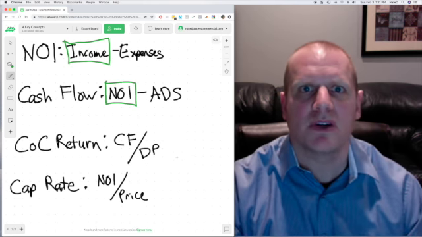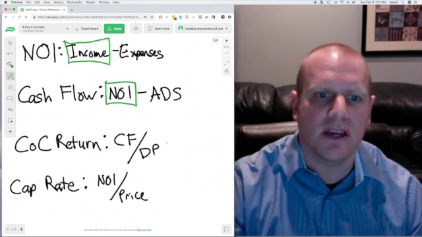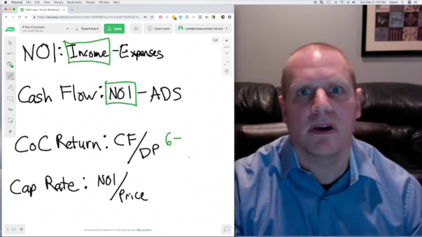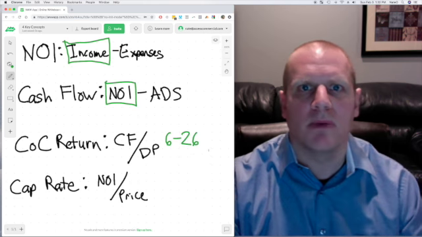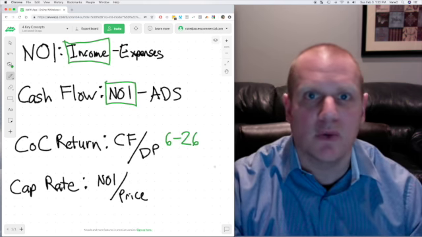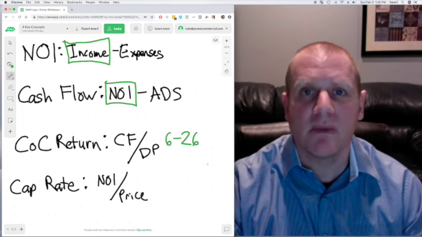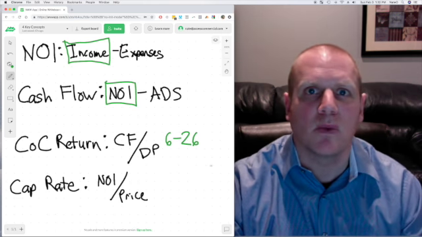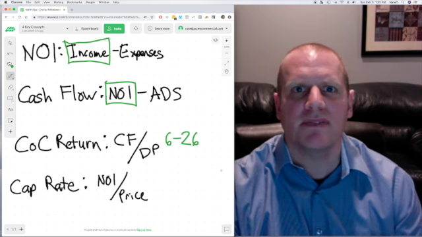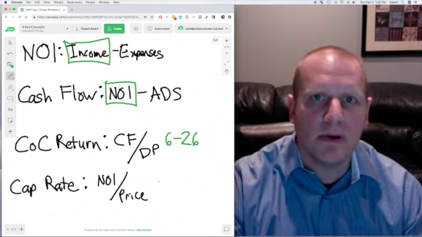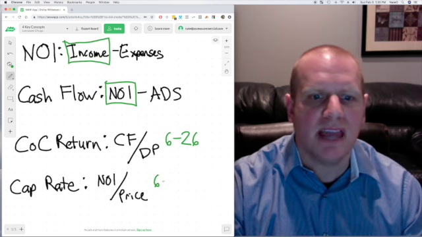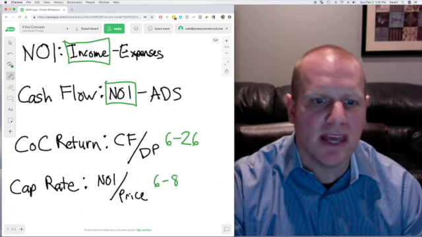Cash on cash return, this varies from investor to investor. Some people are happy with 6% cash on cash return. Some people say, oh, in my market, I'm only happy with a 26% return. Some of this is also market dependent and what's available. What's a good cap rate? This is also very investor dependent. Some people can be happy with a 6 cap. Other people might want 8 or greater.